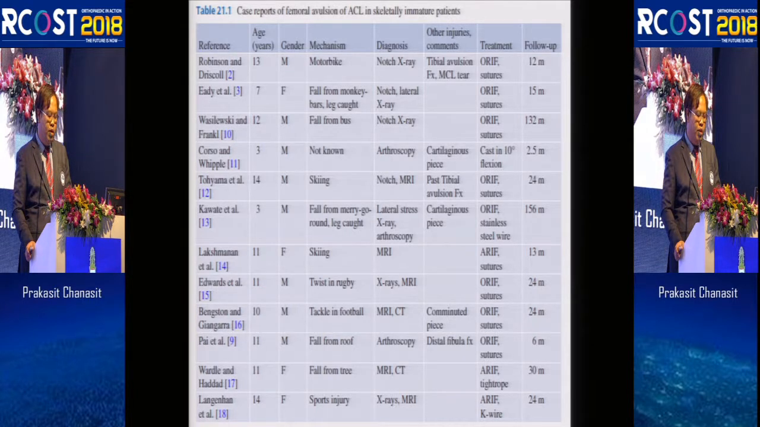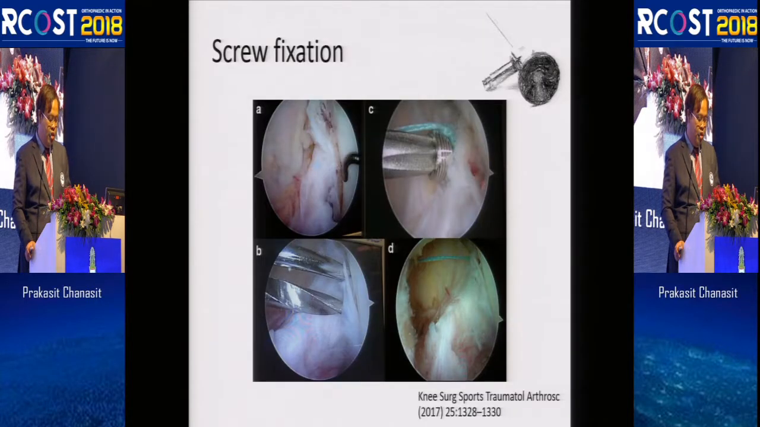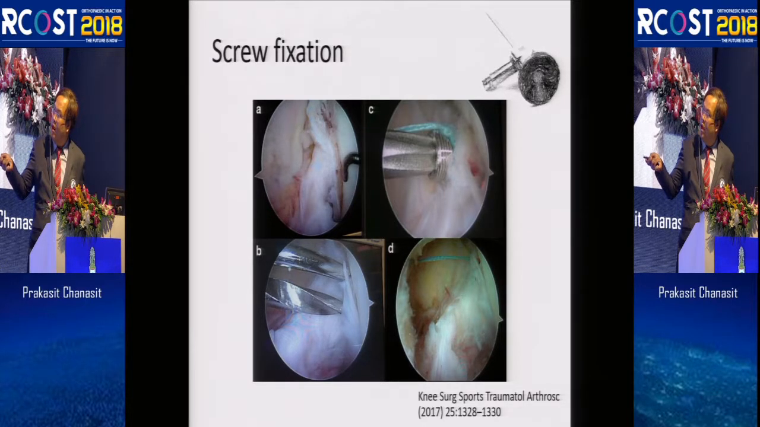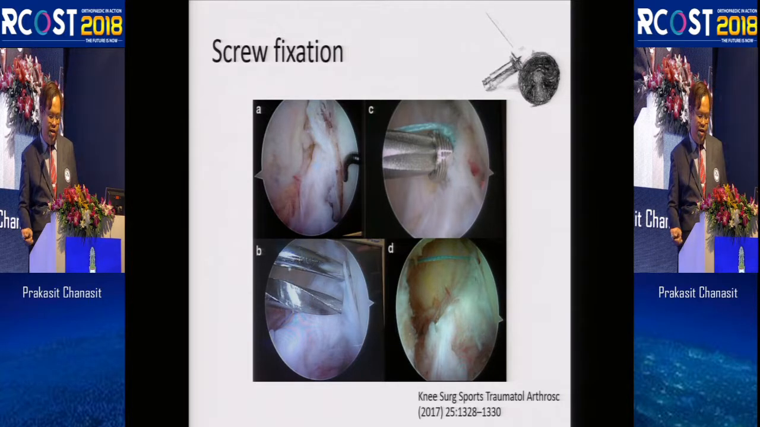It's not so common to see a femoral insertion fracture like this. This is a picture from the KSSTA journal. They used screw fixation for the femoral avulsion fracture of the ACL. So they put the screw in. This is after the reduction and fixation.